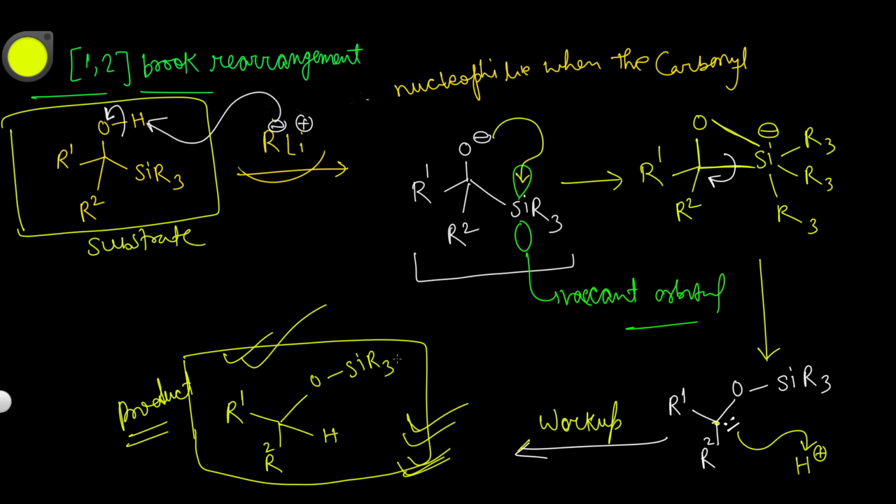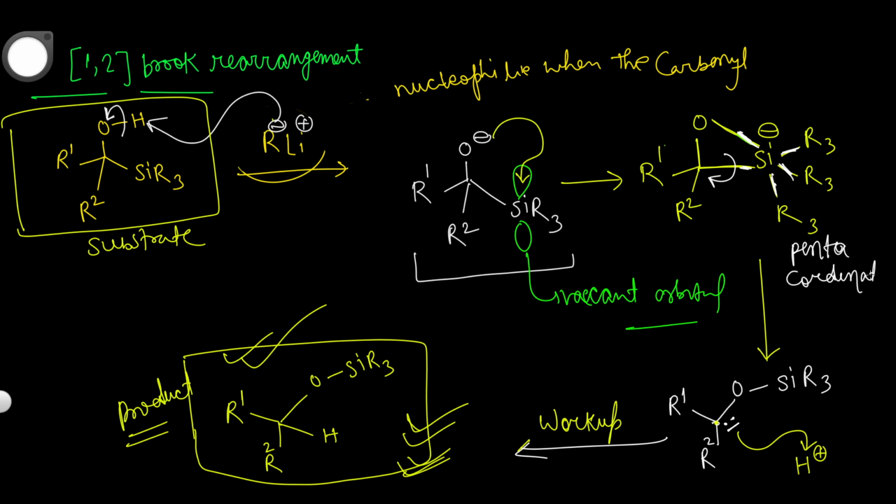Now if you see here, in this case the silicon has made five bonds. Okay, the silicon has made five bonds. One bond here, second bond here, third bond here, fourth bond here, and this is the fifth bond. So you can say this is the pentacoordinate silicon intermediate.